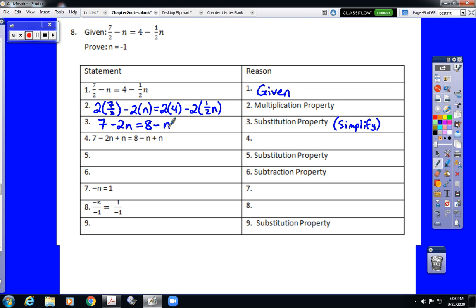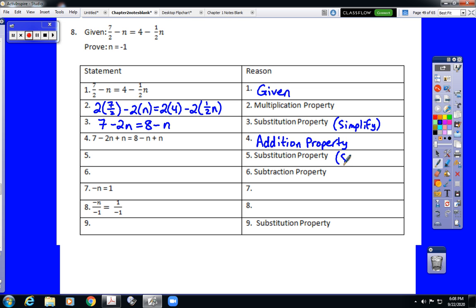Our next step algebraically is that we need to move the n's to one side of the equation. You'll notice that I have made the decision to move the n to the left side of the equation by adding n to each side of the equation. Notice the difference between step 3 and step 4 is that there is a plus n added to each side of the equation. So since we're adding n to both sides of the equation, step 4 is the addition property because we are adding n to both sides.